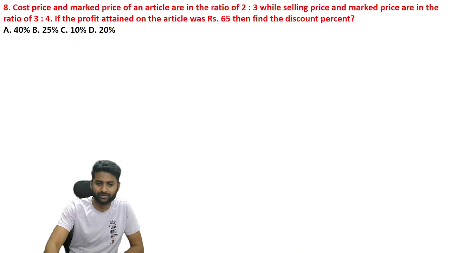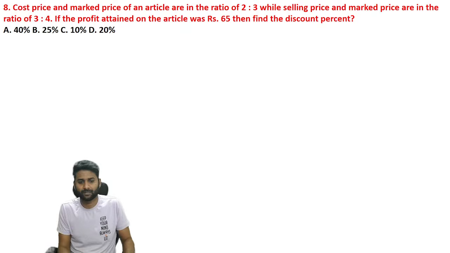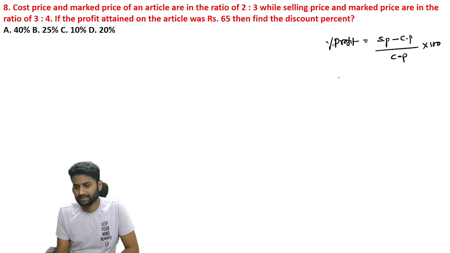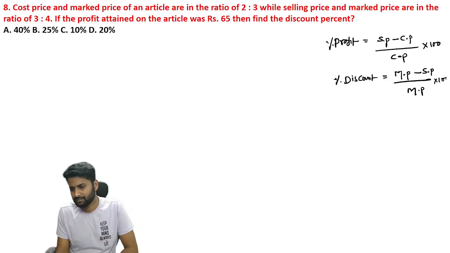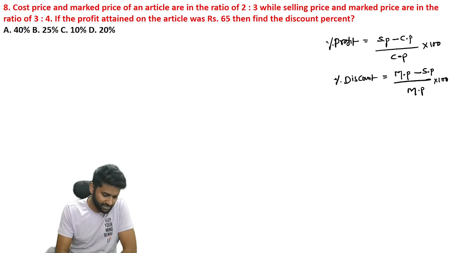Let's move to the next question. Question number 8. Again, they are talking about prices. Profit is all about selling price being greater than cost price. If you want the profit percentage, the denominator is cost price. In the same way, discount means market price is always greater than selling price. If you want discount percentage, then the market price is the denominator. So this information is most important.